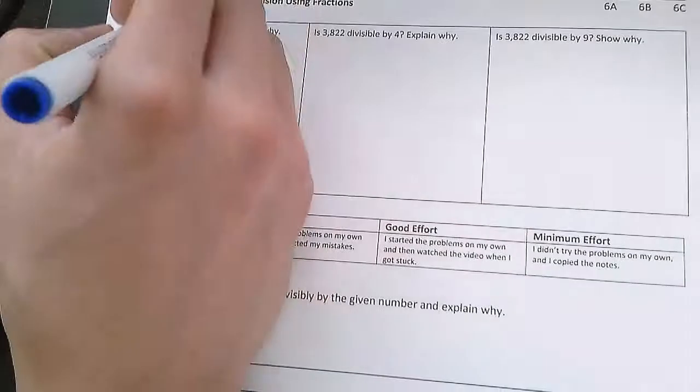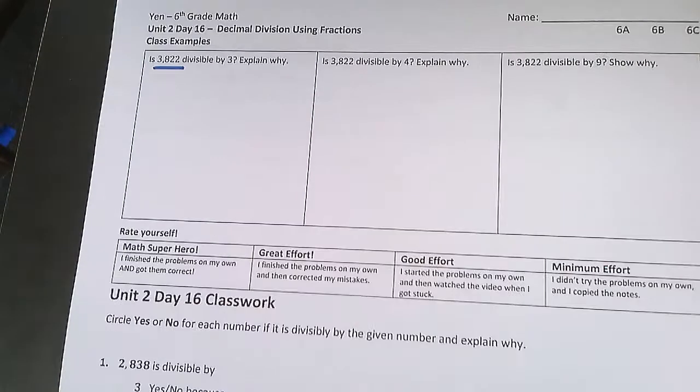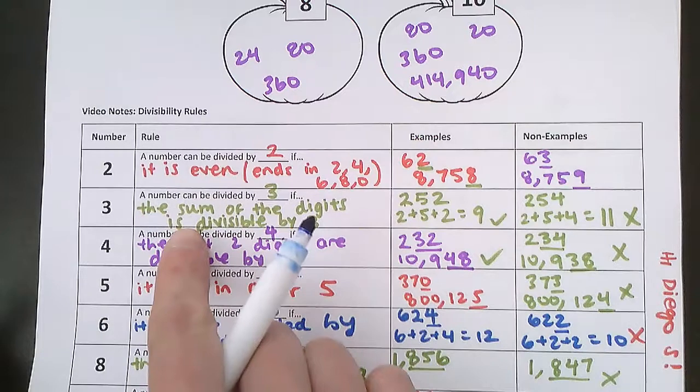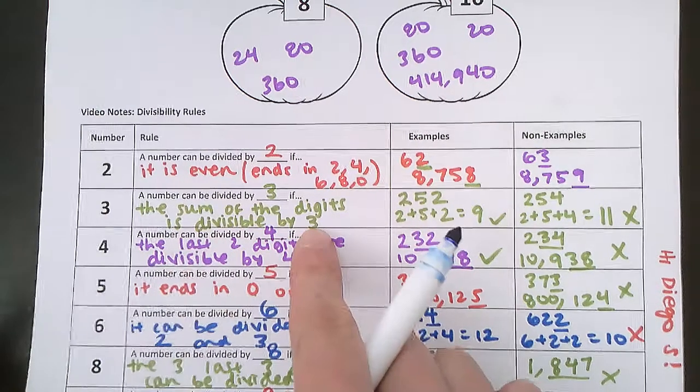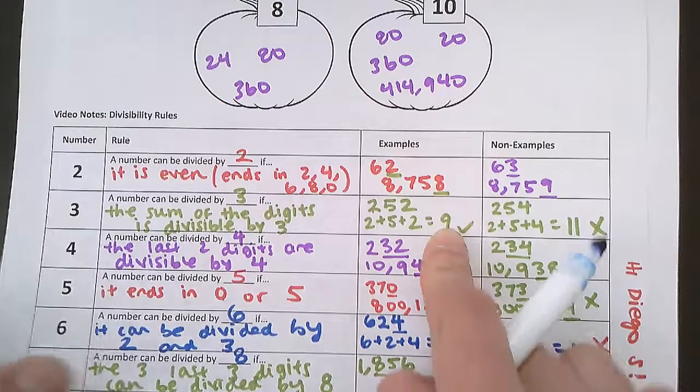Is 3,822 divisible by 3? Well, let's check our rules. So for 3, it's divisible by 3 if the sum of the digits is divisible by 3. So we had to add up all the numbers and see if that sum was divisible by 3. So let's do that right now.